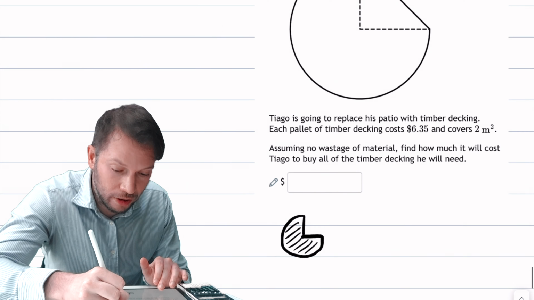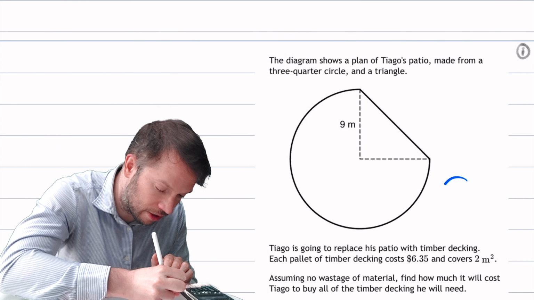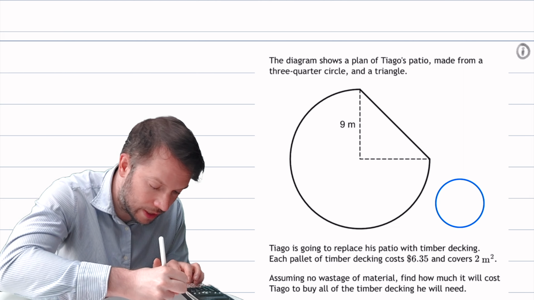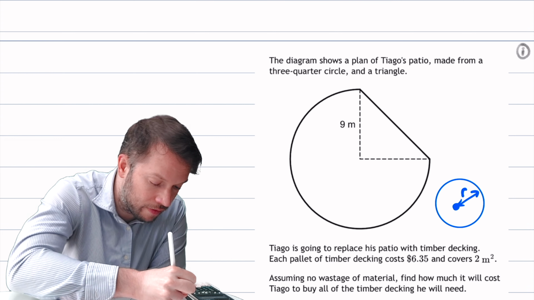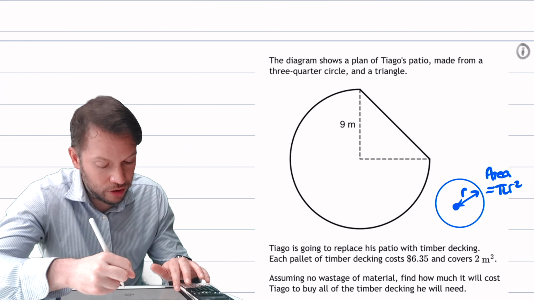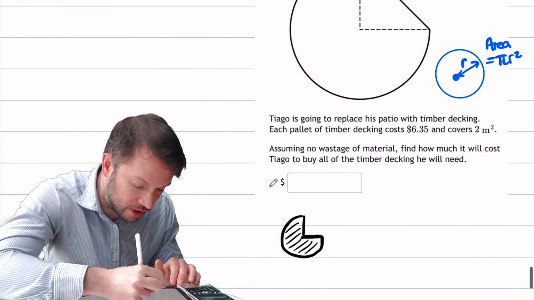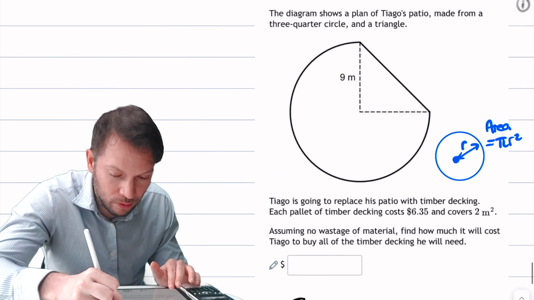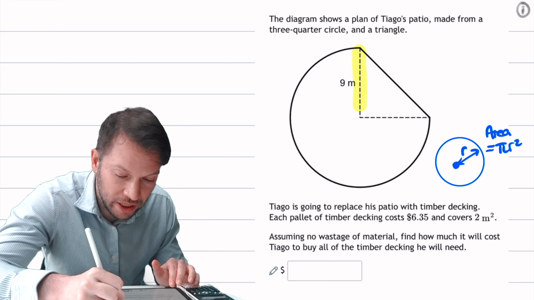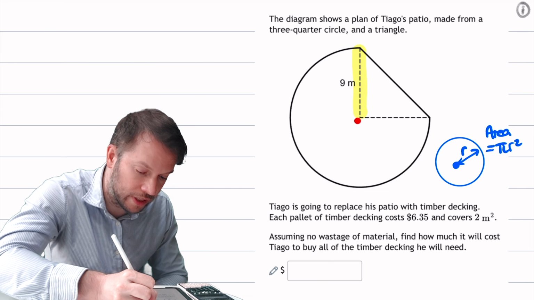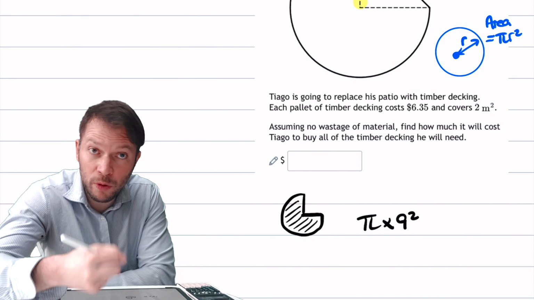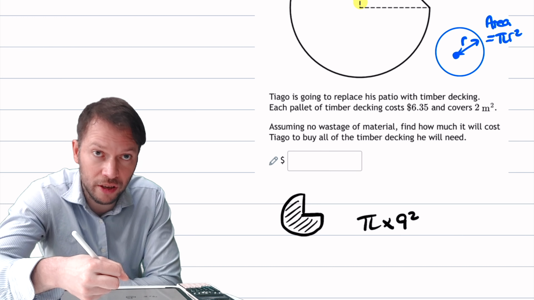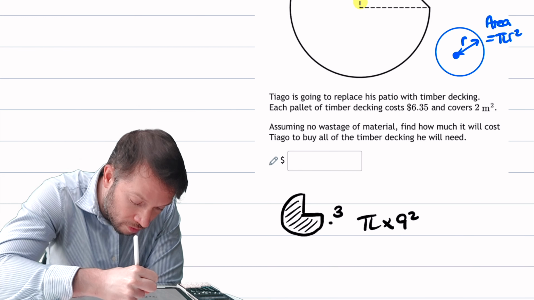Now, the area of a full circle, if I just remind you, if I draw a full circle like this, and this is the radius from the center of the circle to the edge of the circle, the area of that is pi times the radius squared. So if we do pi times the radius squared, now we can see the radius of this circle is 9 because it's the distance from the center of the circle to the edge. So we do pi times 9 squared, but we only want 3/4 of the full area of a circle. So we're going to do 3/4 of it.